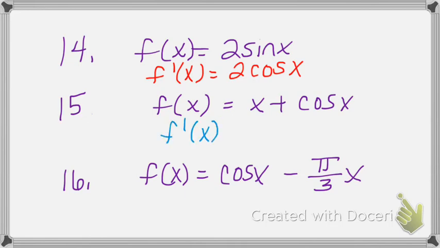The derivative of x plus cosine of x. So the derivative of x is 1. The derivative of cosine of x is negative sine of x. And then there's my answer.